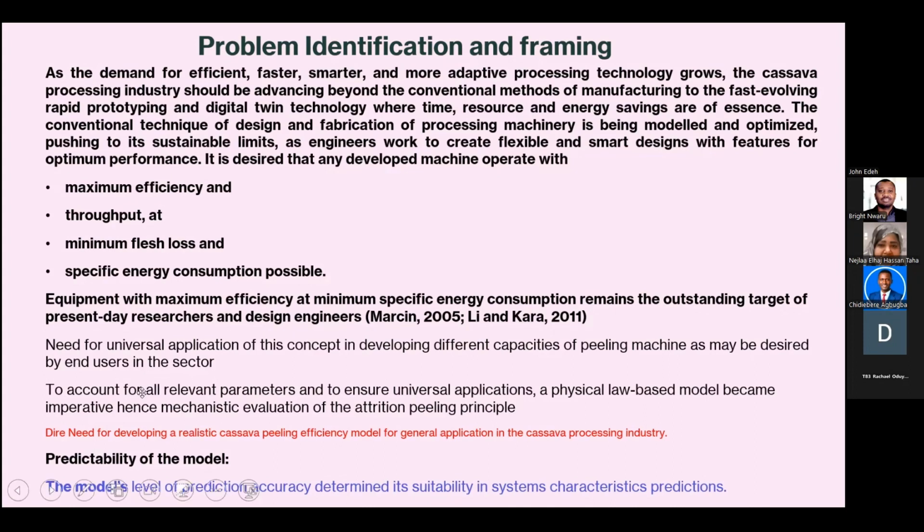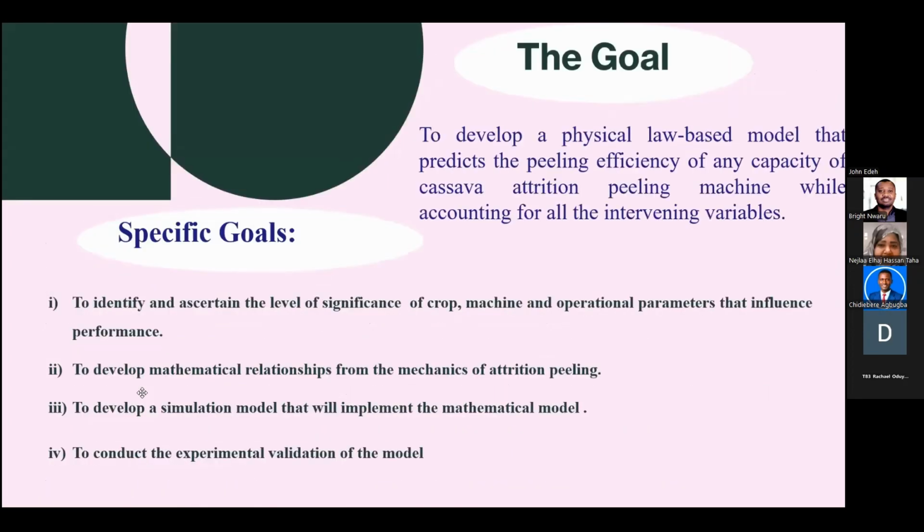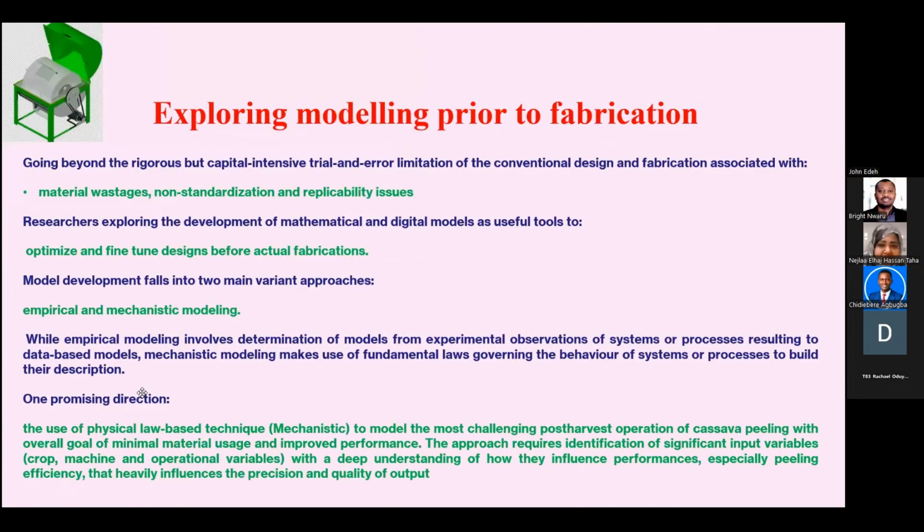Going forward, our goal is to develop a physical-based model. Some of the specific goals are to identify and ascertain the level of significance of the machine and operational parameters that can influence performance, to derive the mathematical relationship from the mechanics of attrition peeling, to develop a simulation model that will implement this mathematical model, and to conduct experimental validation.